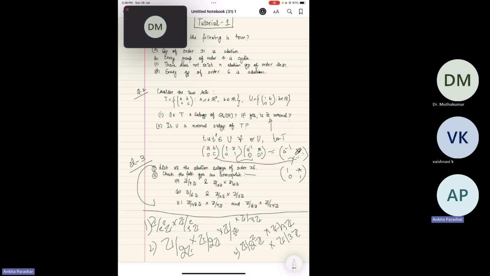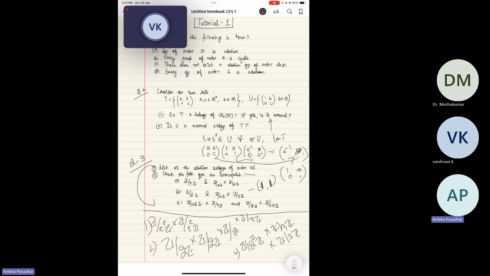What if I give you (1, 1)? Can anybody tell me what the order of this element is inside Z mod 2Z cross Z mod 3Z? If you remember, the order of this is the LCM of the order of 1 inside Z mod 2Z and the order of 1 inside Z mod 3Z. It's 6, right?